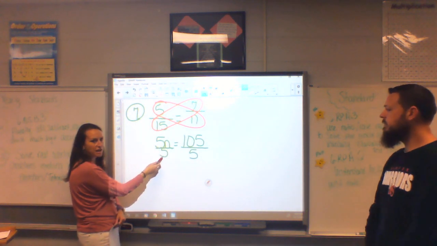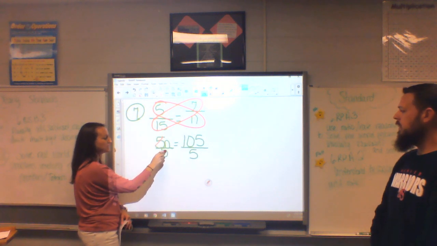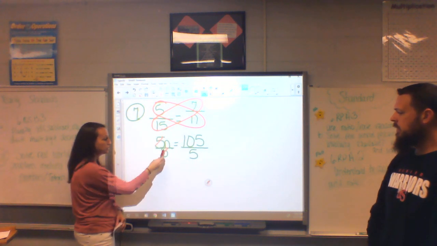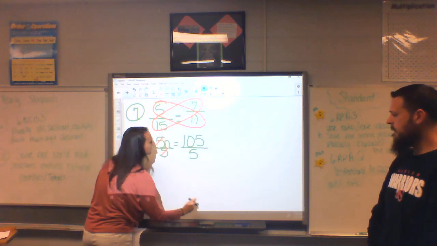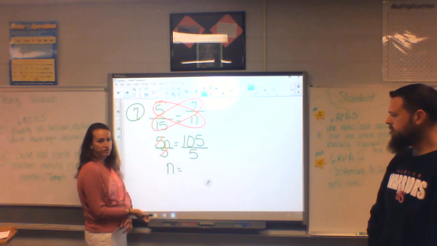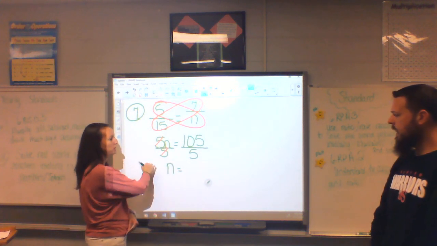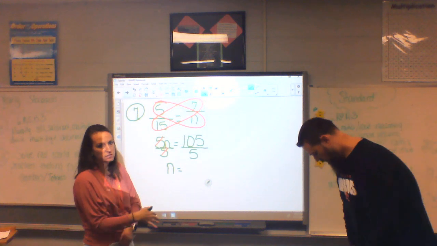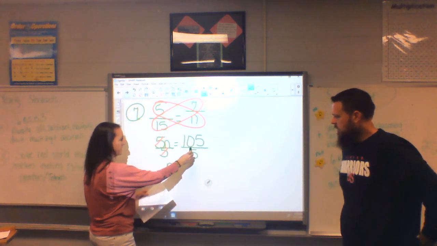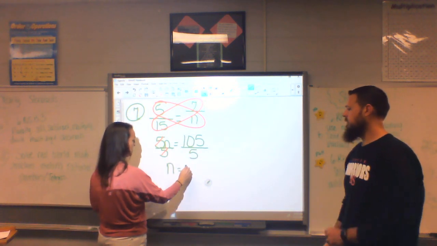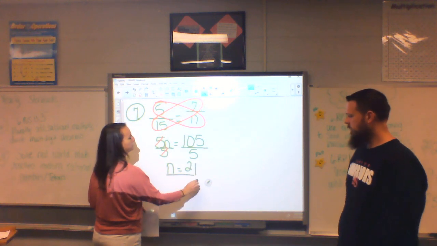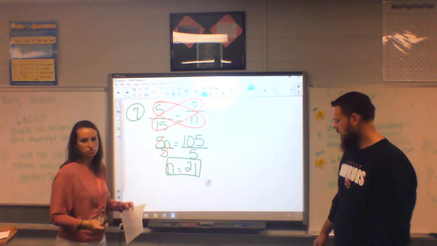So 5 divided by 5 we know is 1, so those basically cancel out, they go away. You're left with just 1 n, or a plain old variable, which is what you want. And we'll explain, like Mr. Winstead said, more into this later on down the road. And then 105 divided by 5 is 21. So you know your answer is 21.